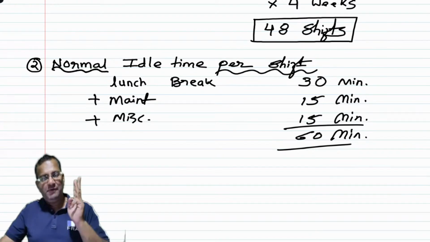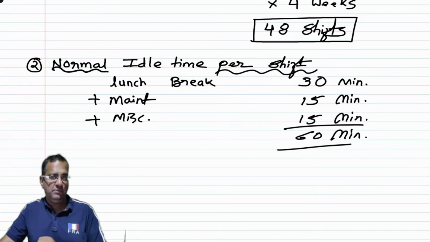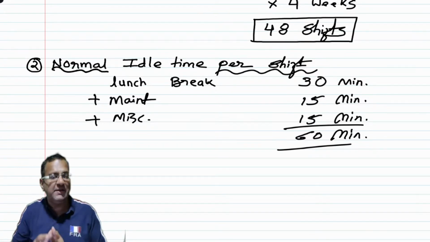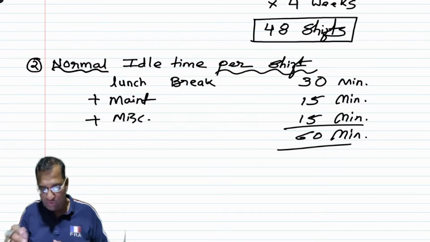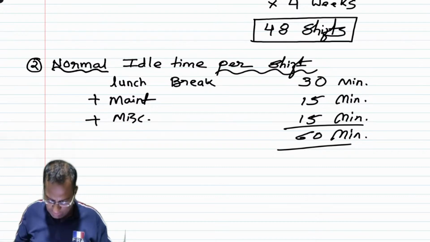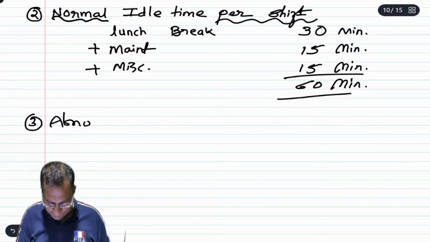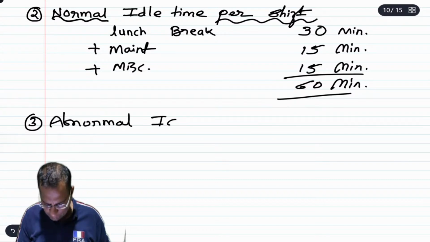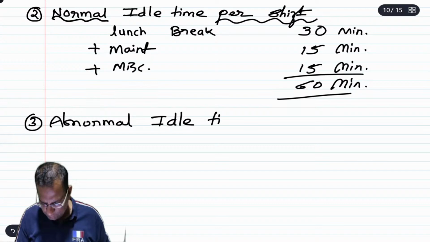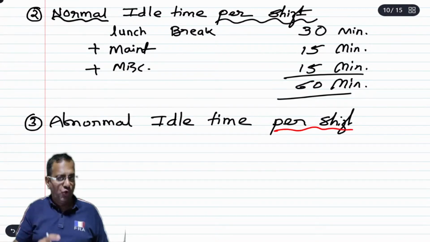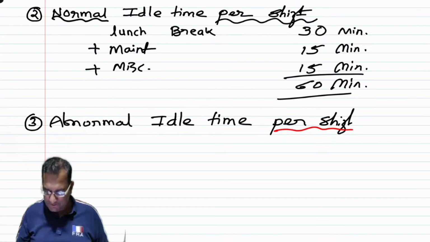Now we have been given abnormal idle time, but that is given in totality for the 4-week period. In other words, totality for 48 shifts. Okay, so let's calculate that one on a per shift basis. Third point, abnormal idle time per shift. This is important. The data is given in total for 48 shifts, that is the 4-week period. We will convert that on a per shift basis.